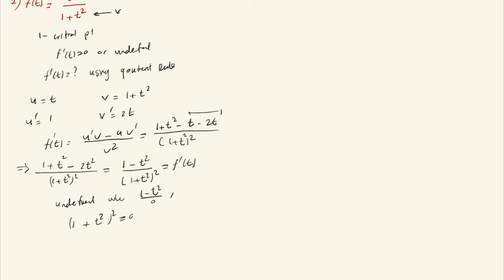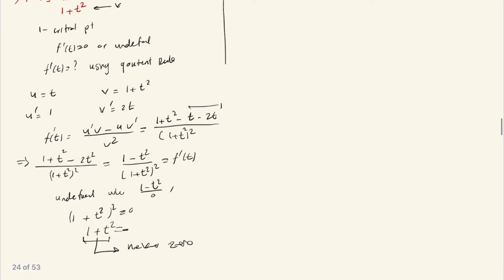Now when is that going to be? It's going to be when 1 plus t squared equals 0. And notice 1 plus t squared is never 0. We can plug in t for 0 and positive and negative values. It's not going to be 0.